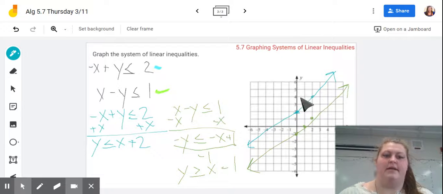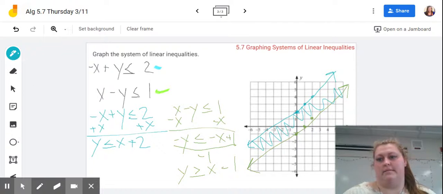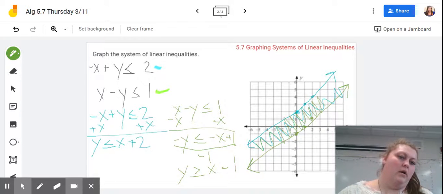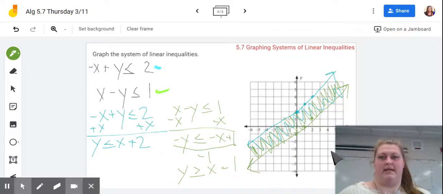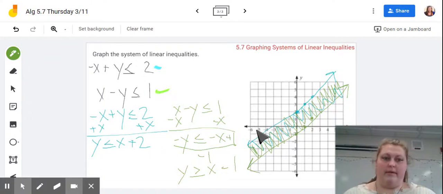And now to shade. So this symbol means I need to shade below. And this inequality symbol tells me I need to shade above. So everything in between these two lines is a solution to the inequality. And instead of writing every single point, we will just write infinitely many solutions.